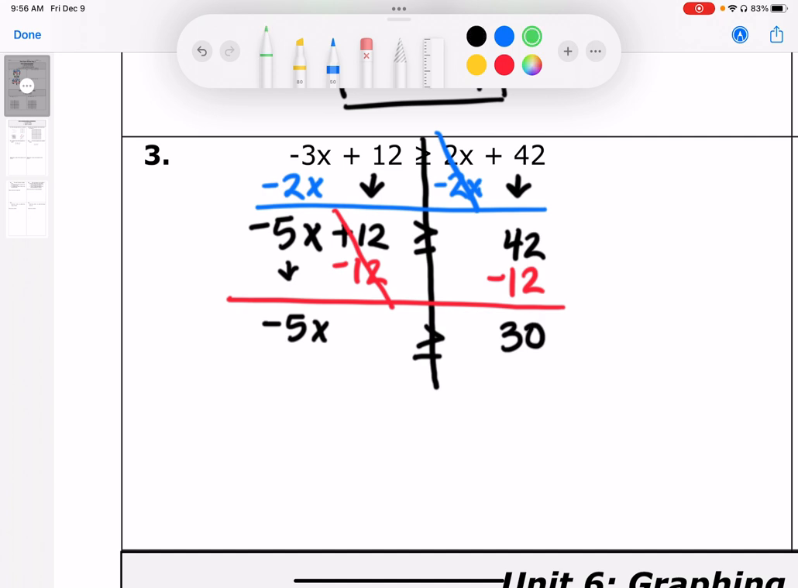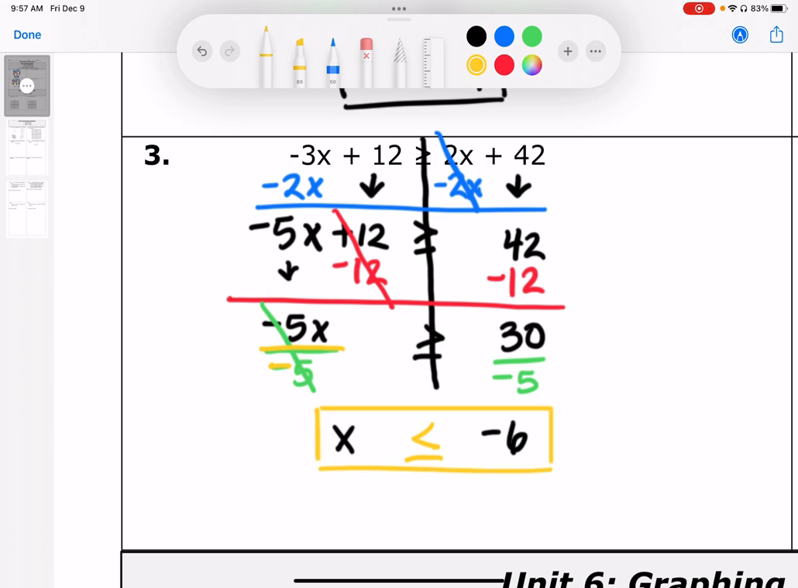The last step in order to get my x by itself is going to be divide both sides by negative 5. The 5s are going to cancel, and I'm left with an x on this side. 30 divided by negative 5 is negative 6. And the super key important thing is that whenever you divide by a negative, your sign has to flip. Okay, so that's our answer for number 3.